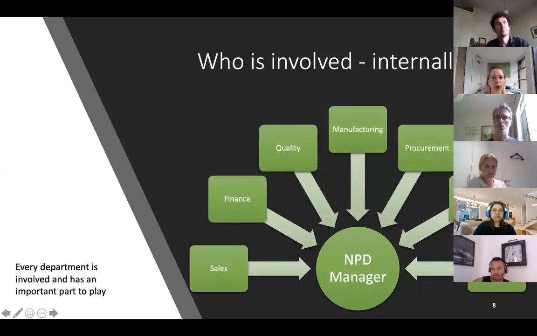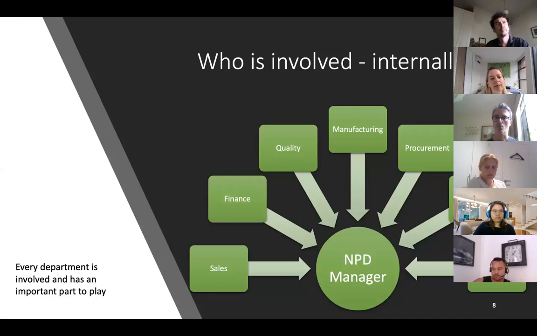And then if we look at who is involved internally, and this is where it's really something when it's about new product development, every department is involved and has an important part to play. But not everybody is passionate about it because they see it as outside of their daily work. So it's very similar to what Carla was talking about the other day with OH&S: everybody knows they need to be safe. Everybody knows they need new products in the business, but it's a pain for them and they don't really want to have to deal with it.